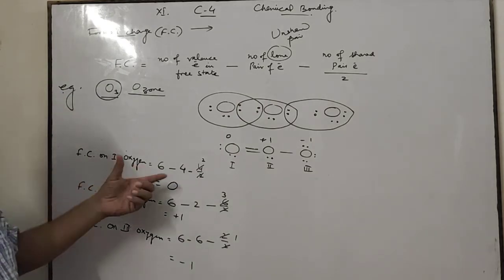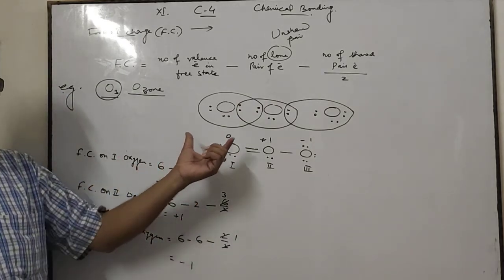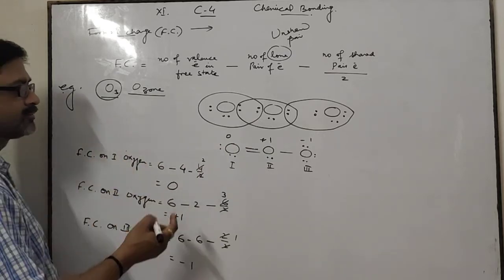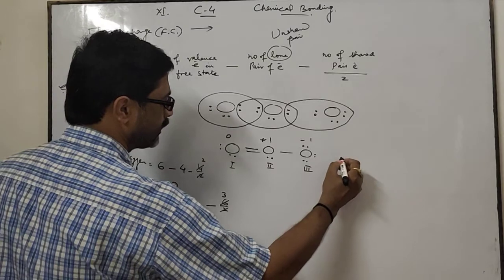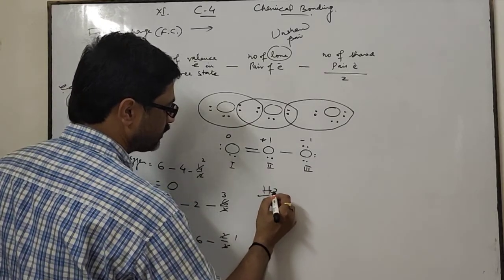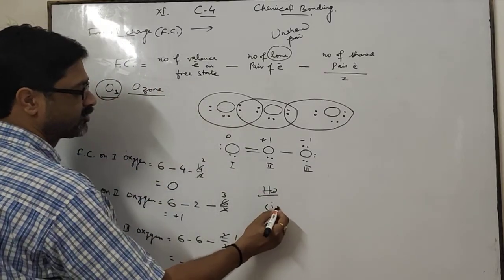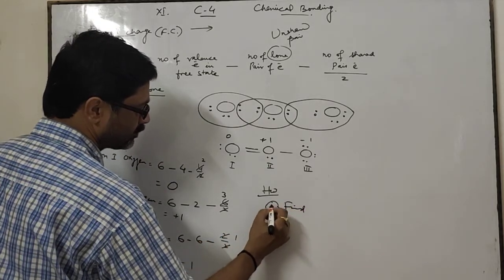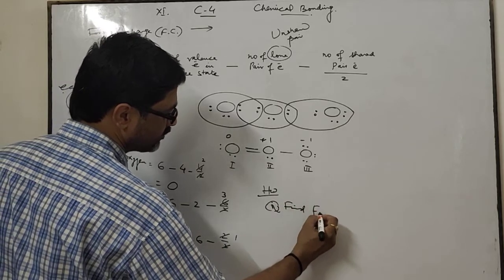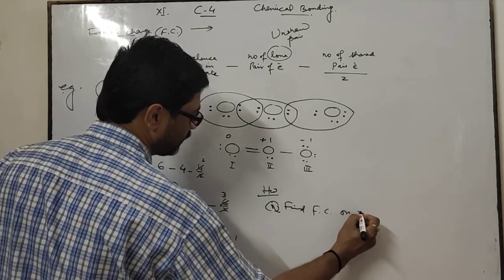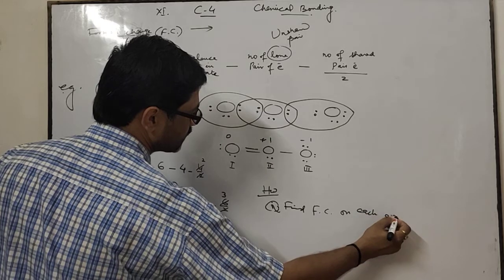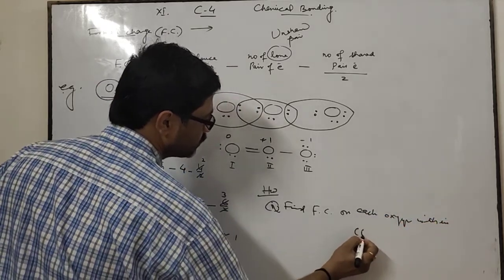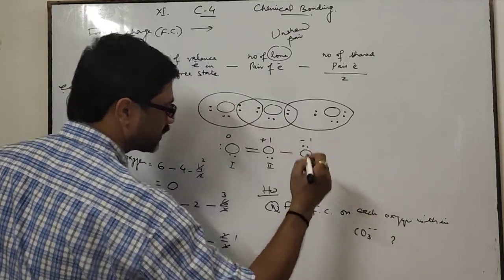Like this, we can calculate the formal charge on this oxygen or on any atom within a molecule or ion. Note here one homework question: find the formal charge on each oxygen within CO3 double minus.